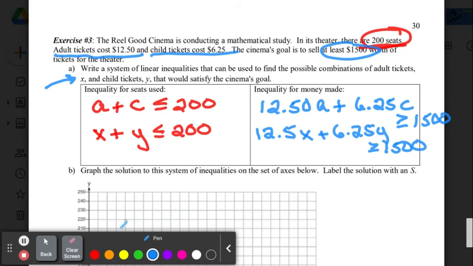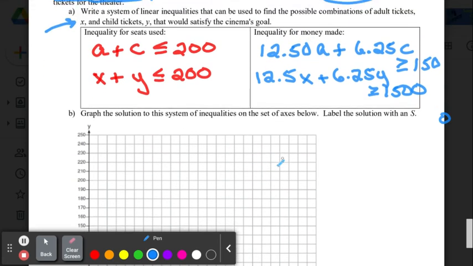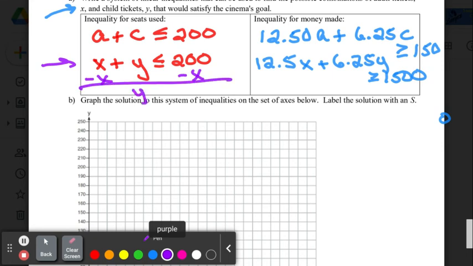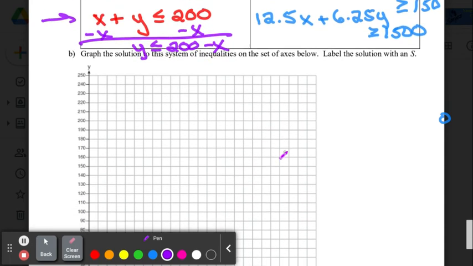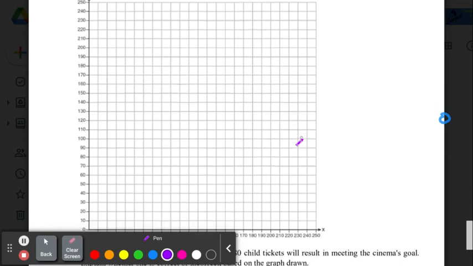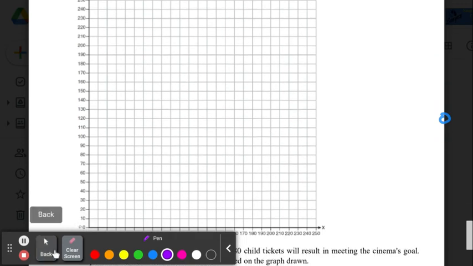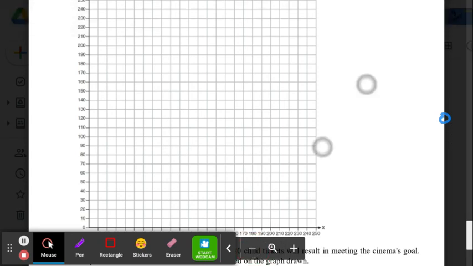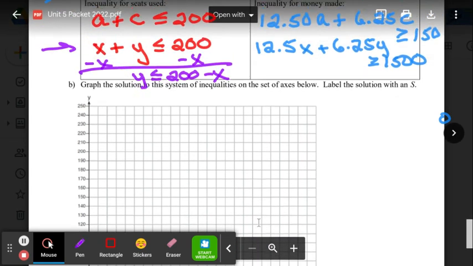So I'm going to, no, I don't want to clear my screen. I am going to solve this first guy for Y. So minus X on both sides. This one's not so bad. Y greater than or equal to 200 minus X. So you can put that in your calculator, go to the Y equals button, find some points. Shoot, I'm going to have to zoom out. It's not letting me. Rats. Okay.